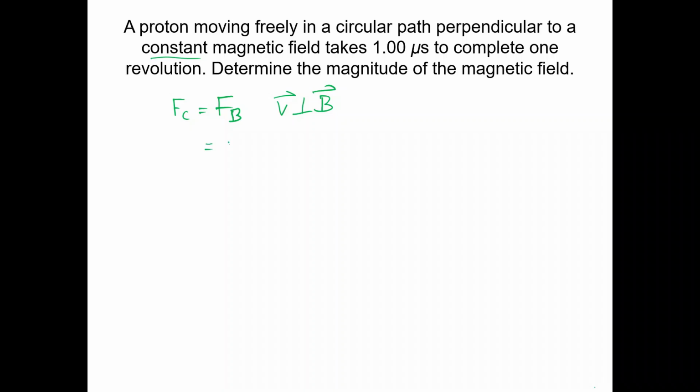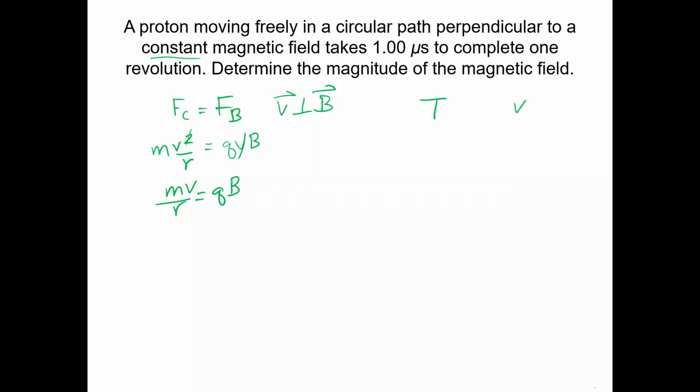The right side of this can be simplified to qvB. The left side, the centripetal force, is mv squared over r. So I have a v cancel out. So I get mv over r is equal to qB. Now, I know in this case 1.00 microseconds to complete one revolution. That is giving my period. So I know my period.